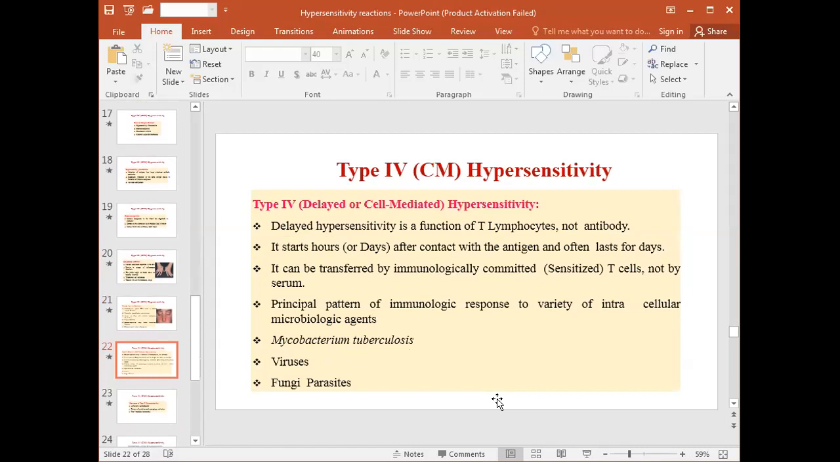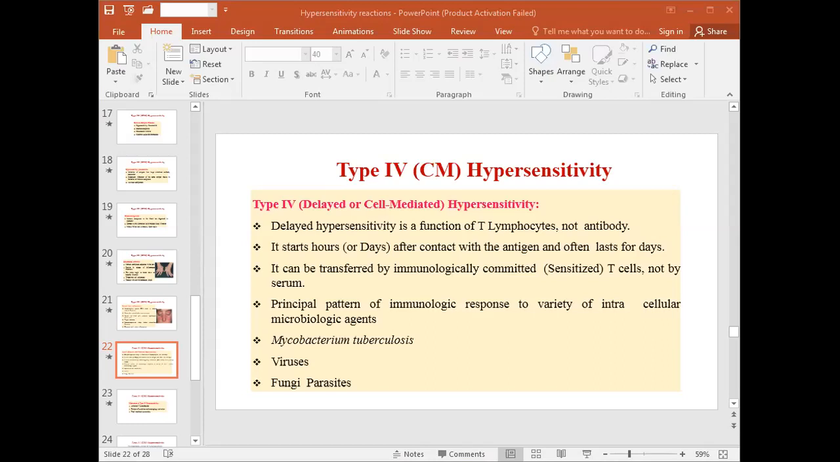Then type 4 hypersensitivity reactions, the delayed type and cell-mediated type hypersensitivity reaction. Here the T lymphocytes are involved, specifically specific T cells. These reactions may take up to 12 hours for features to develop, and therefore it is known as delayed type hypersensitivity.